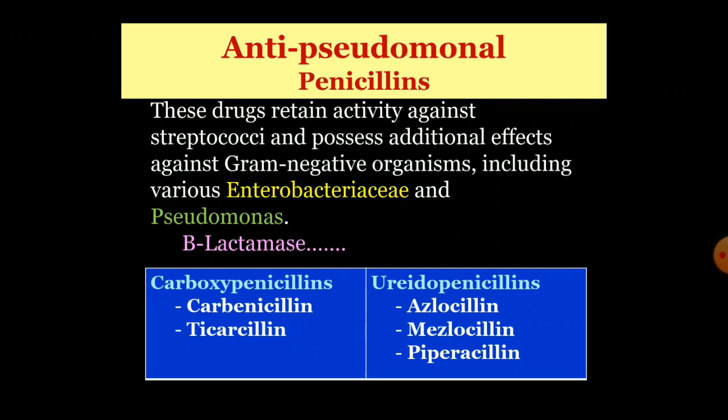So these drugs retain activity against streptococci, possess additional effects against gram-negative organisms, including various Enterobacteriaceae and Pseudomonas, but they are all labile to beta-lactamases. So they are also susceptible to beta-lactamase. The beta-lactamase preventing activity is not existing among these kinds of penicillins. Their main advantage is extended spectrum. It is even more extended in comparison to aminopenicillin.